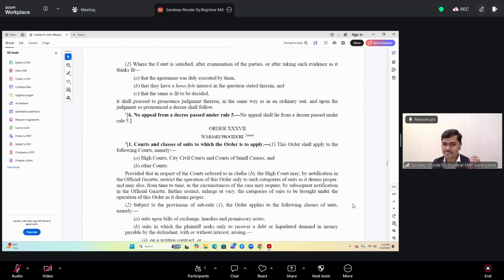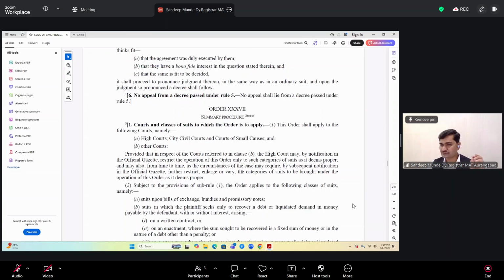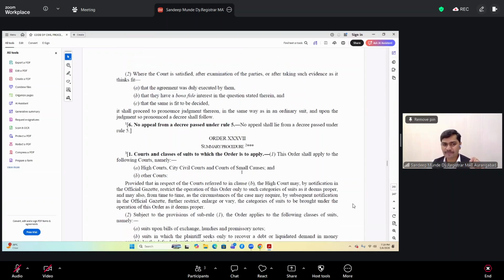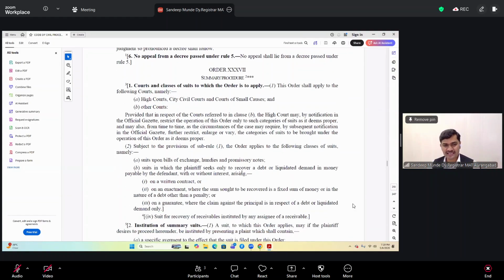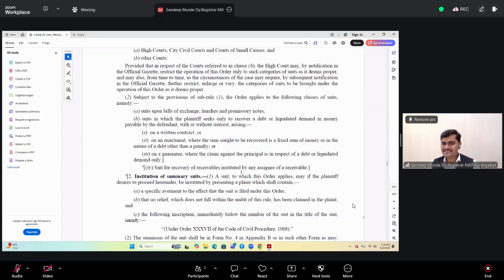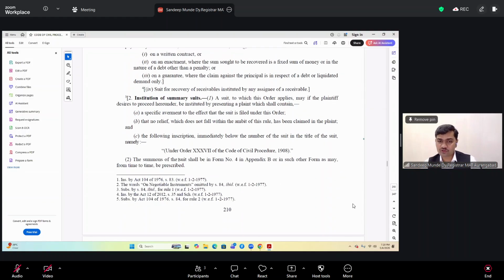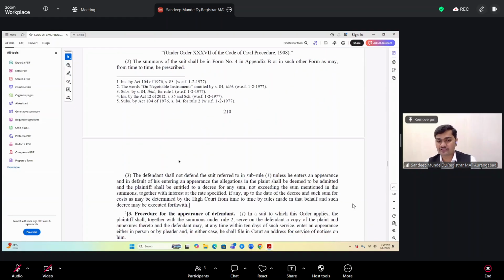Order 37 deals with regard to the summary procedure. This order shall apply to the following courts, namely the High Court, City Civil Courts, and the Courts of Small Causes and other courts. Basic theme with regards to the summary suits is that if the summary suit has been instituted, you have to seek the permission from the court for filing of the written statement, and within time stipulation, if the written statement has not been filed, then the court will decree the suit accordingly.